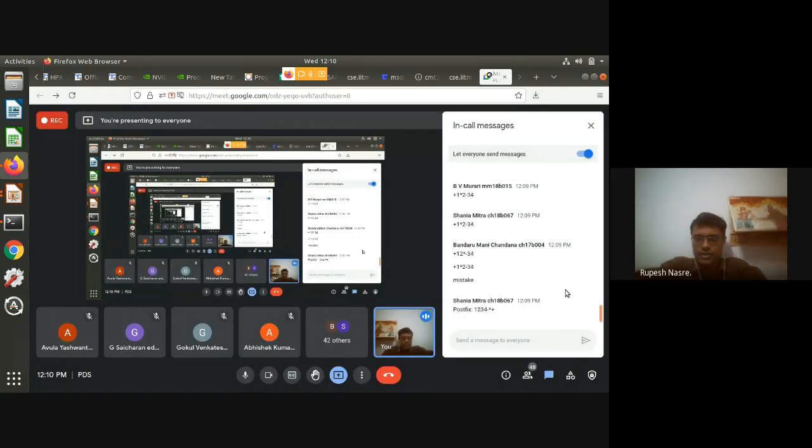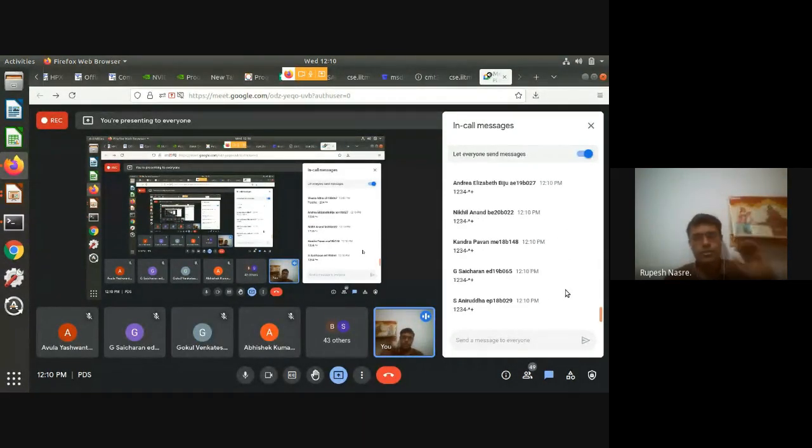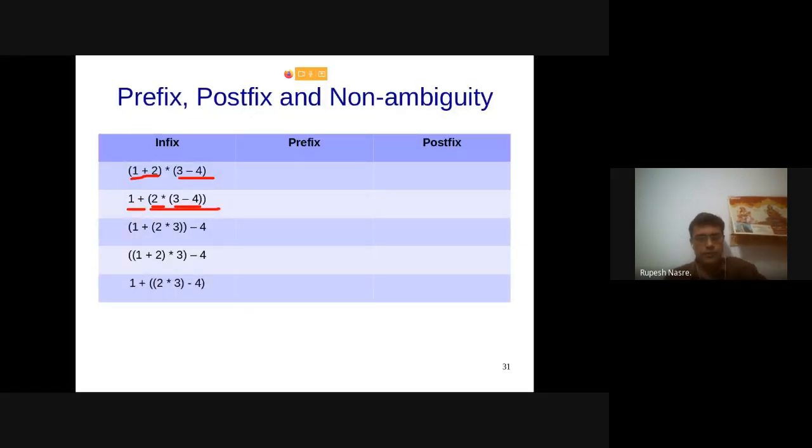Shania has already given the postfix form. Okay, so now we can have the postfix forms evaluated. But if there are any questions on the prefix form, please ask. On the prefix form of any of these, please feel free to ask if something is unclear.